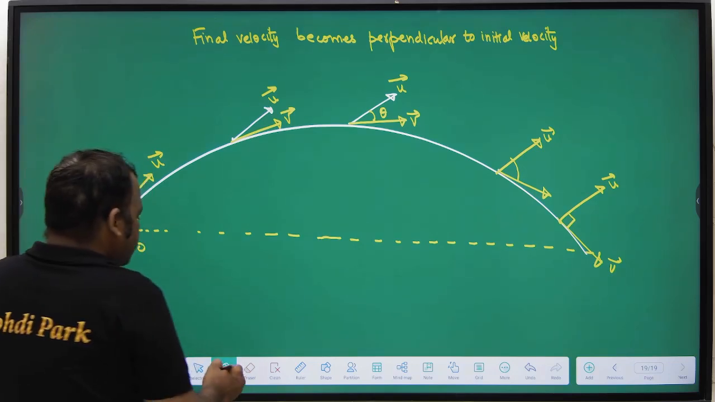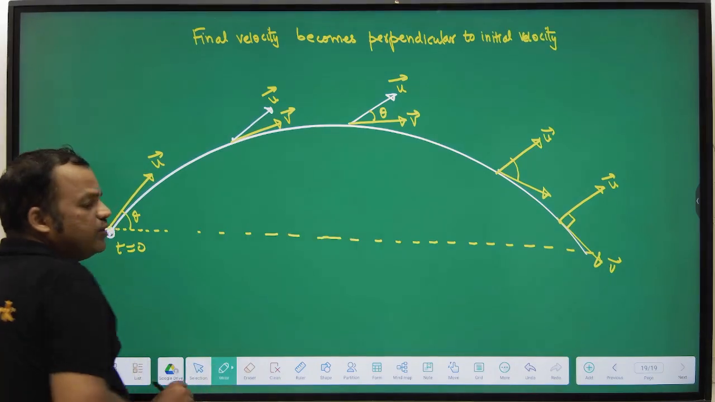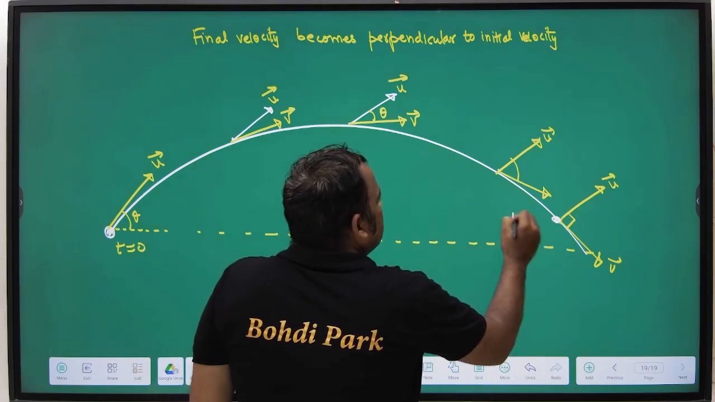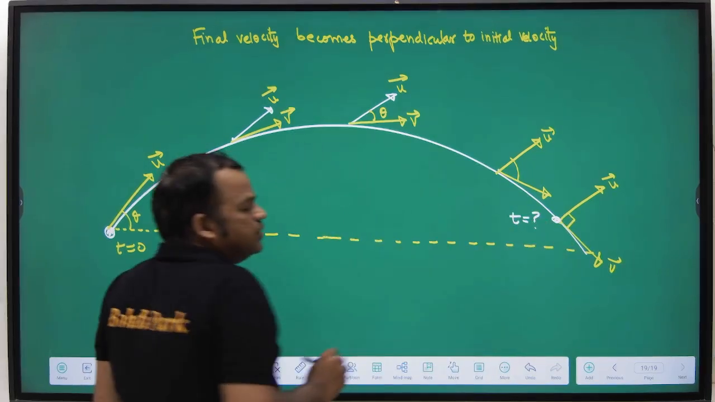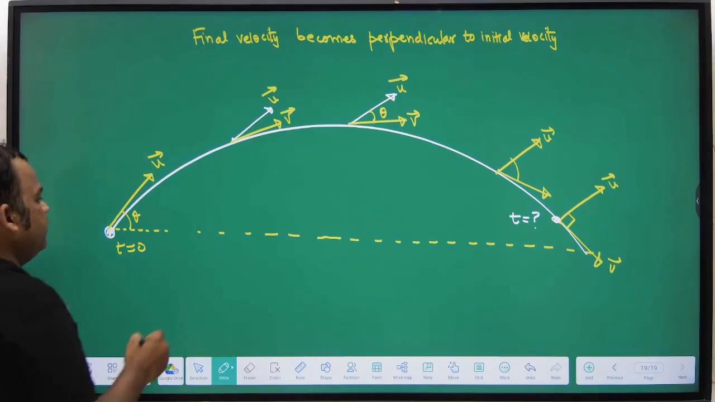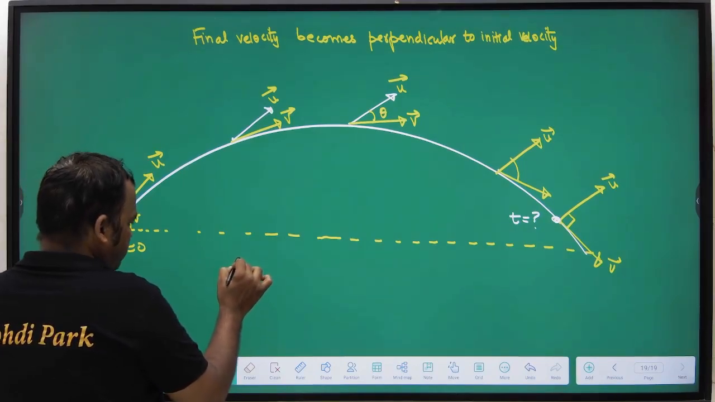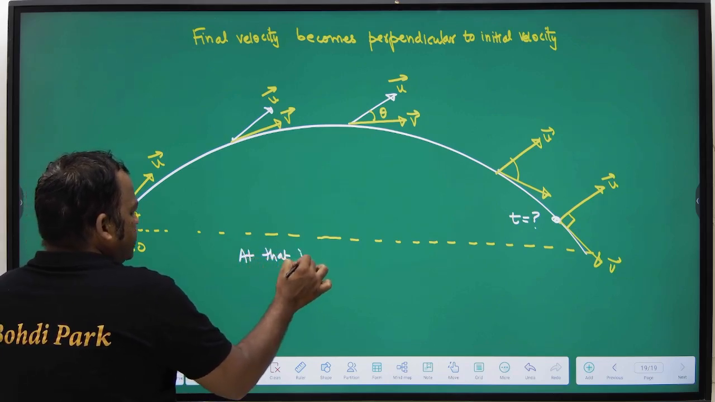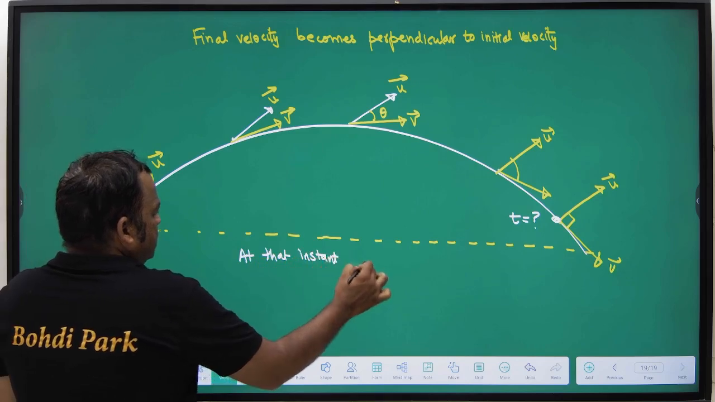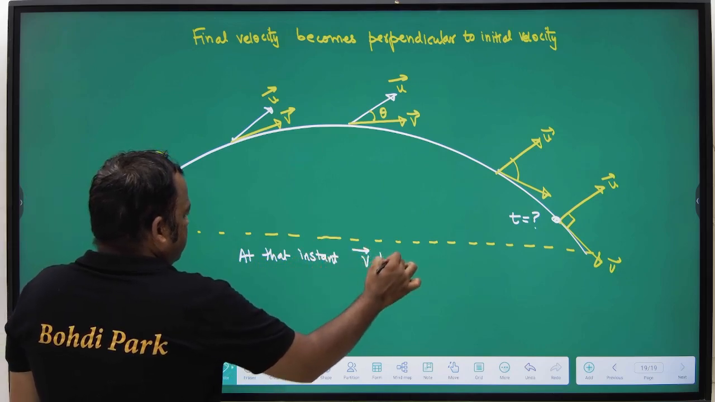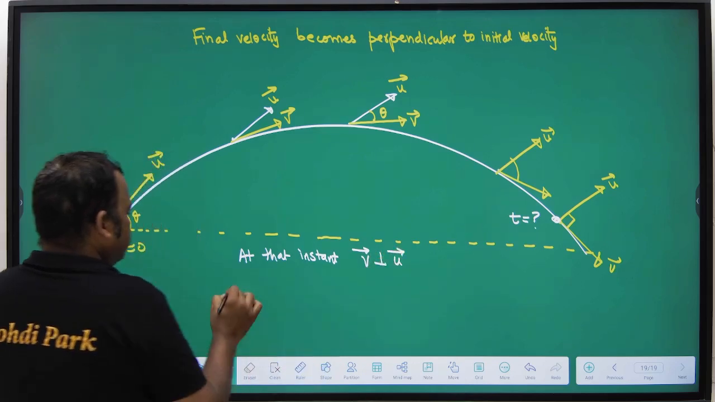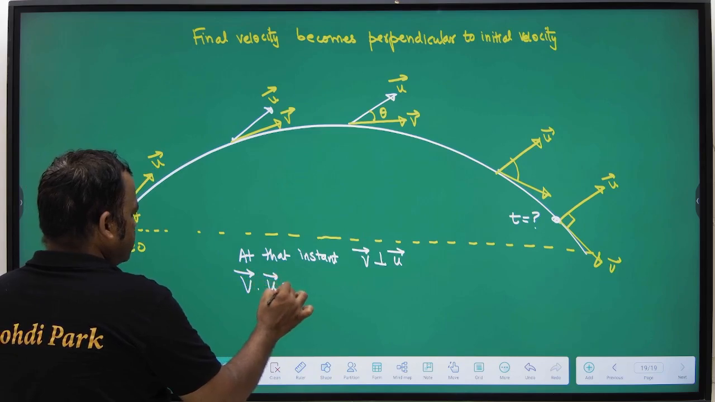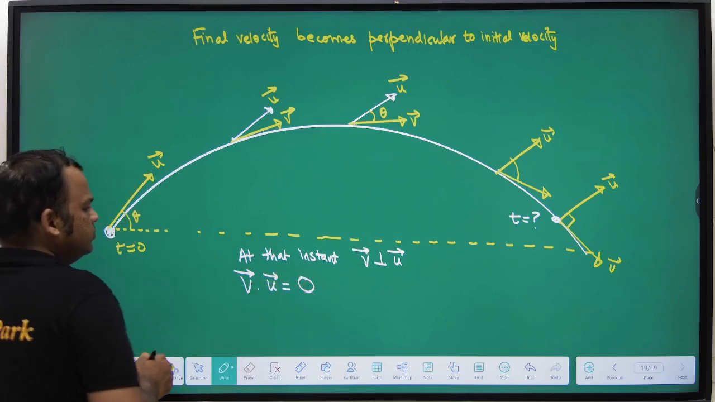When this happens, what will be the time? So at what time are these velocities perpendicular? We will use the dot product concept. At that instant, v vector is perpendicular to u vector. That means the dot product will be 0. V vector dot u vector is equal to 0.